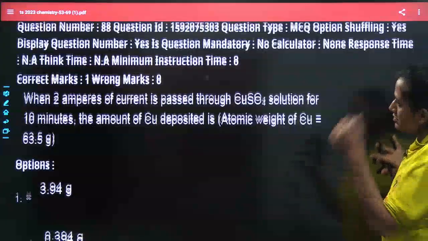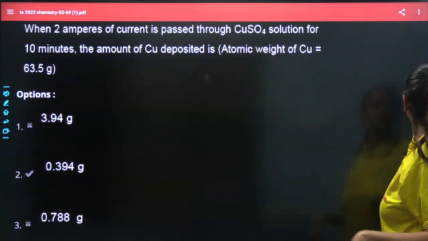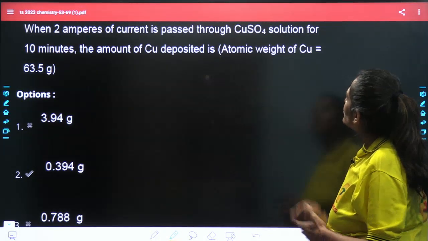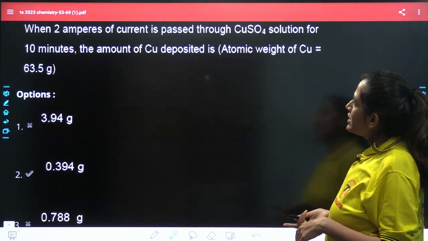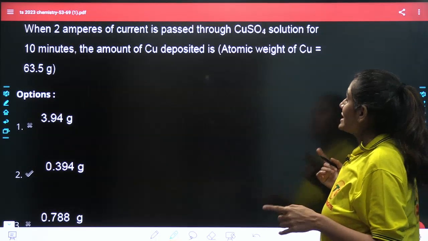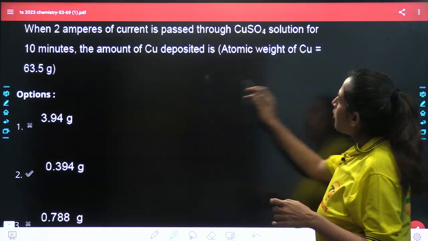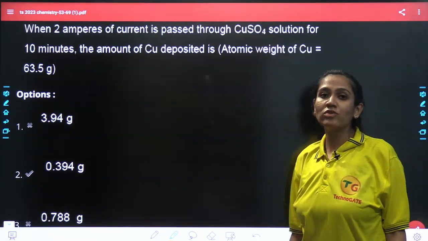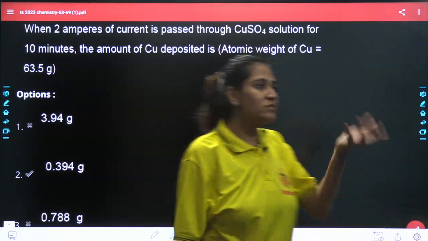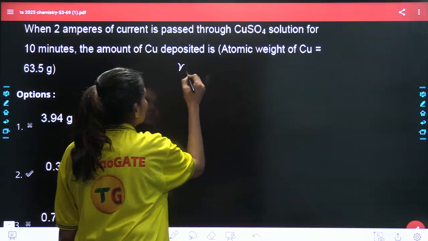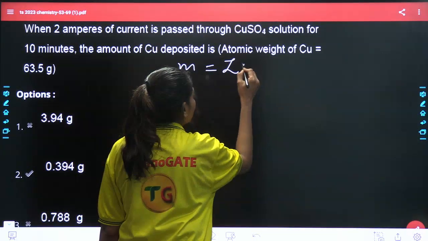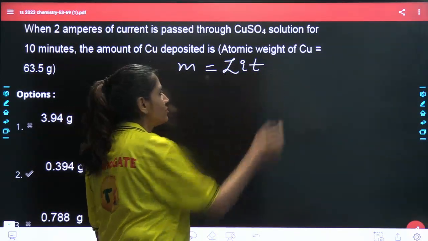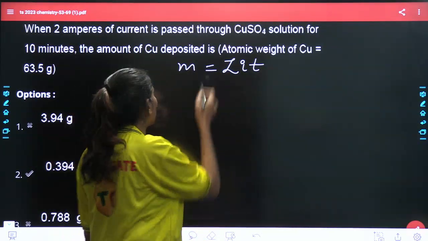Next question. Okay. When 2 amperes of current is passed through copper sulfate solution for 10 minutes, the amount of copper deposited is, and the atomic weight of copper is given, that is 63.5 grams. Now this question is based on Faraday's first law of electrolysis. What does that law say? That mass deposited is equal to Z I t, that is electrochemical equivalent, current, and the time for which it is flowing. So now mass we need to find out.